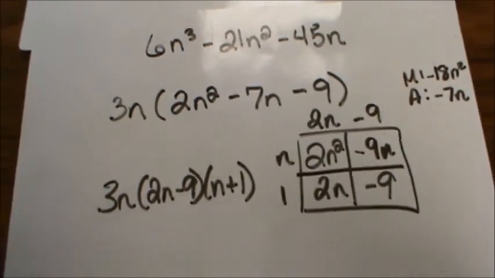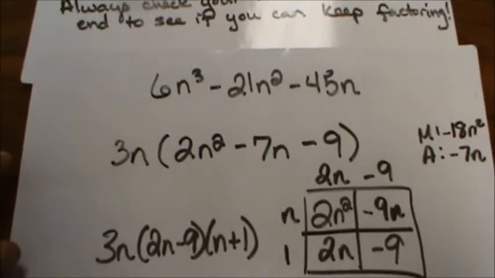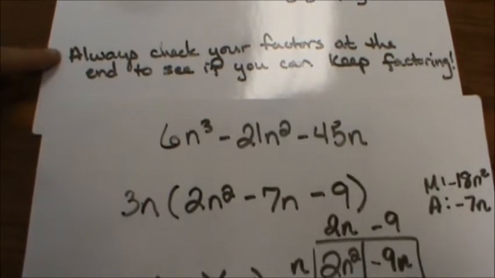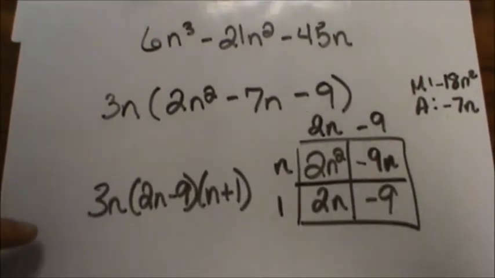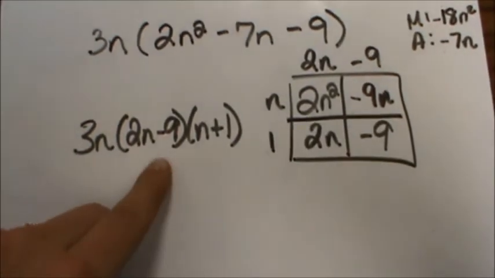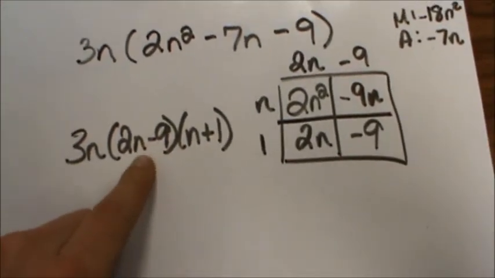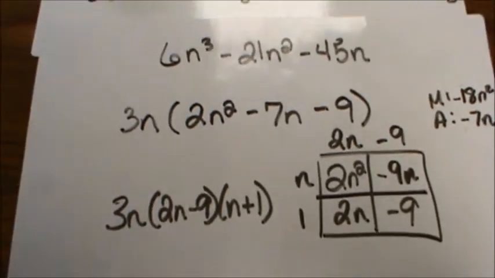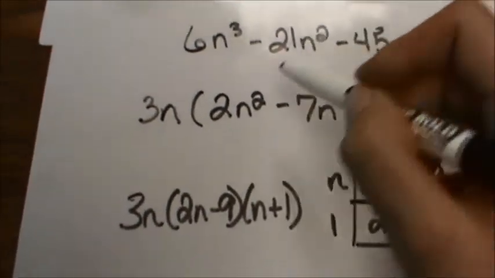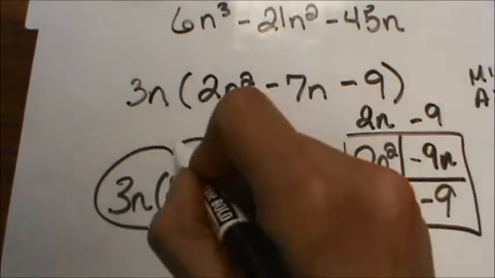My last thing to look for from the previous slide right here: always check your factors at the end and see if you can keep factoring. Look inside parentheses. Nothing squared, I can no longer factor. I am done. This polynomial factors to this.